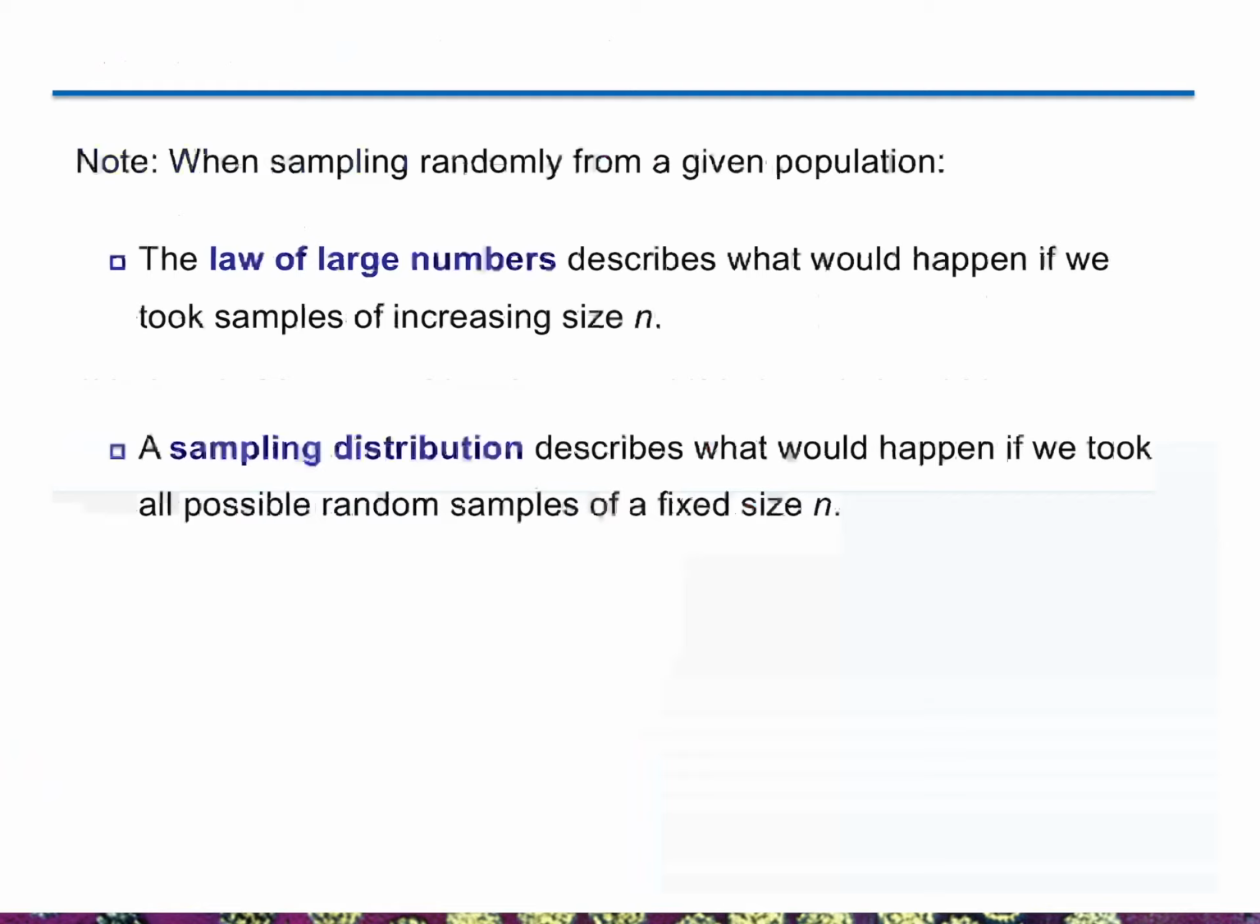Okay. So, to summarize then, when sampling randomly from a given population, the law of large numbers describes what would happen if we took samples of increasing size n. That was the previous slide, right, with the moving average line. A sampling distribution describes what would happen if we took all possible random samples of a given size. It describes the shape of the sampling distribution based on the sample size. Again, larger sample sizes will give us more normal sampling distributions, okay?